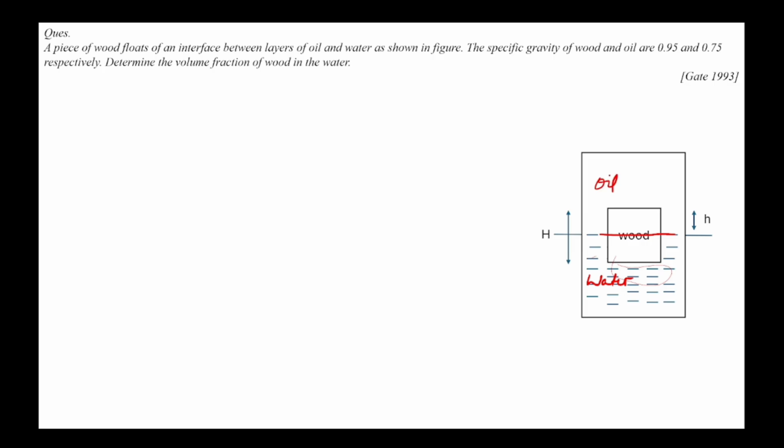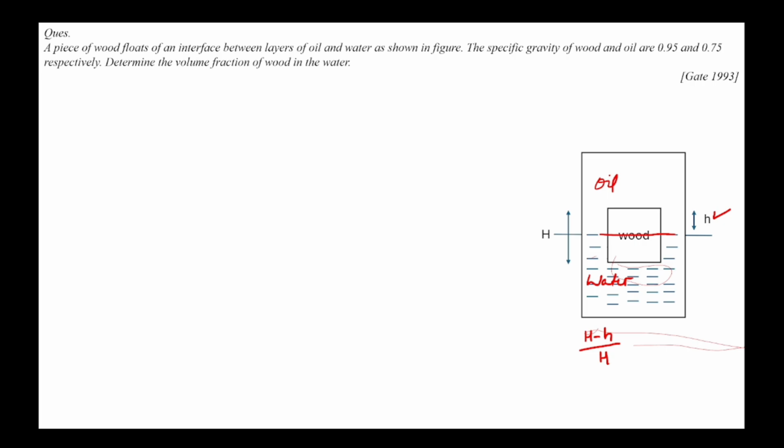The height of the wood in oil will be represented by h, and the total height of the wood will be capital H. The part of wood in water will be H minus h, right? So we have to calculate H minus h upon H.